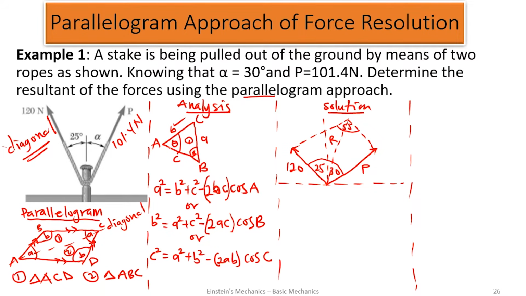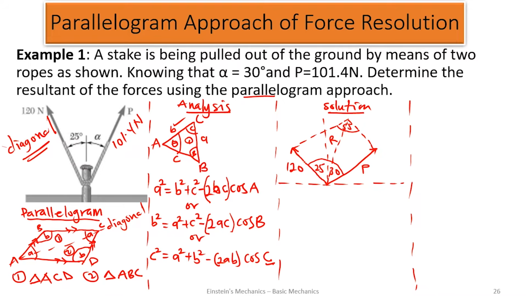If I want to find C, which is the resultant here, then C squared equals A squared plus B squared, and the angle between them. So it's quite simple. Now let's go to the problem. This is our problem figure, and I've transferred it here.